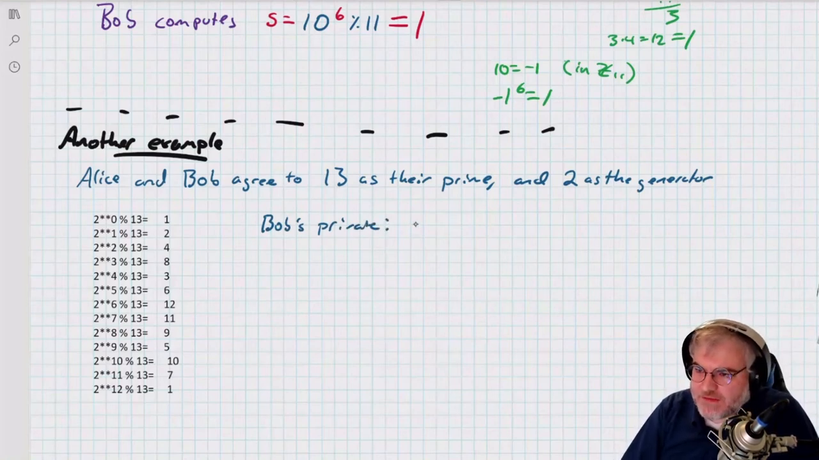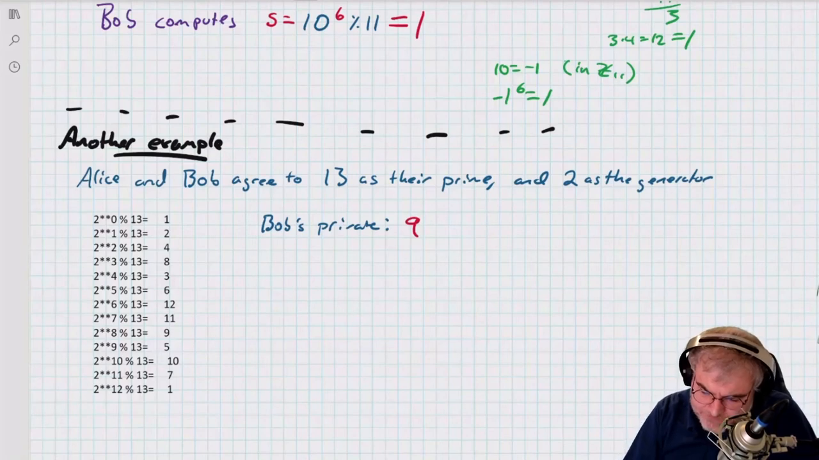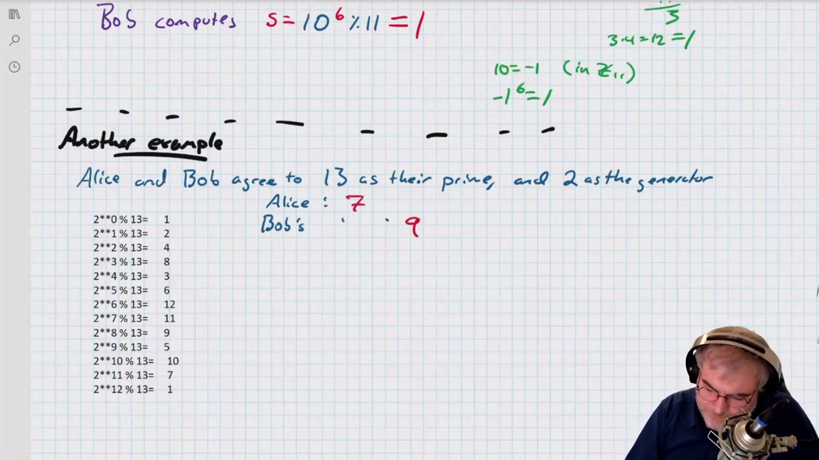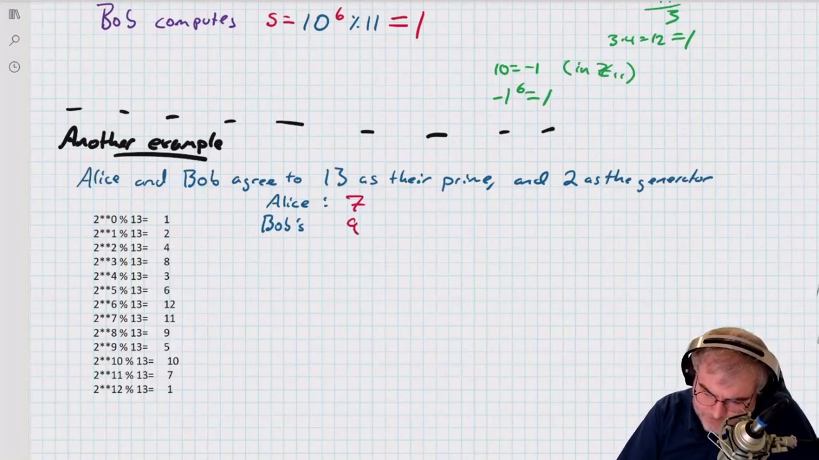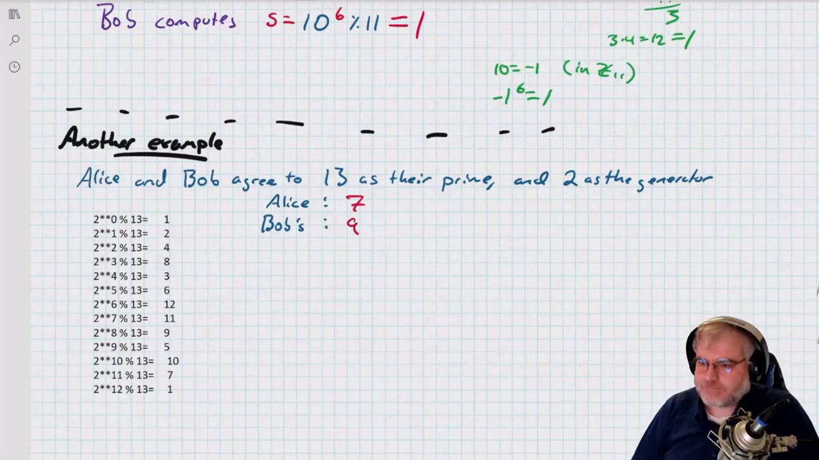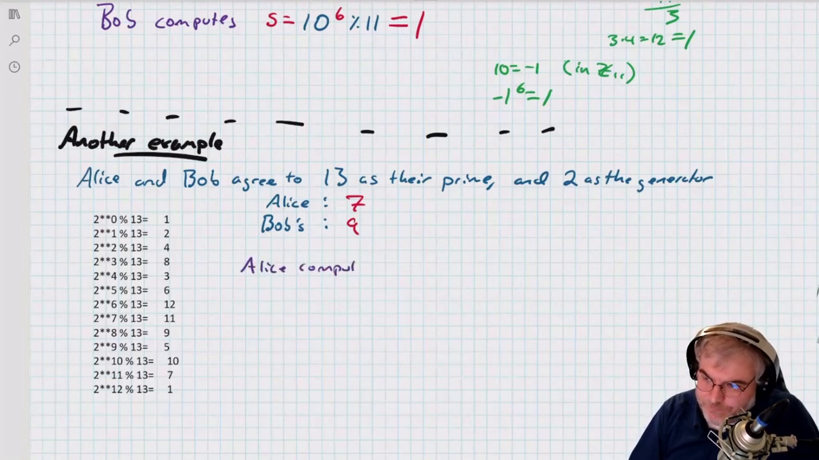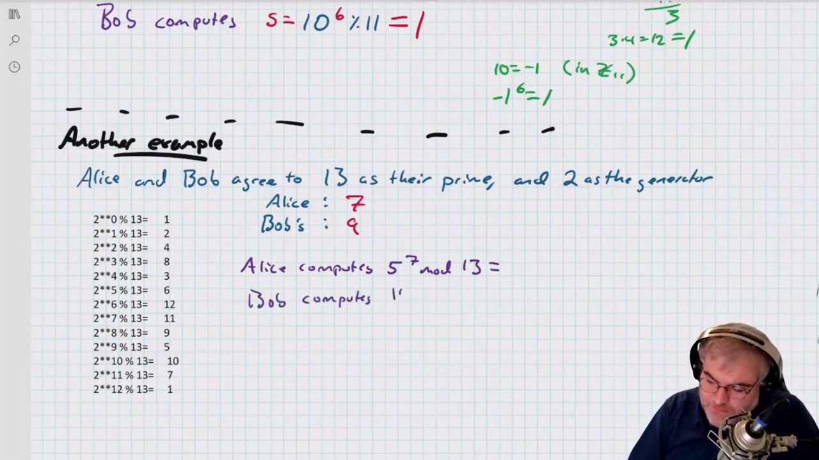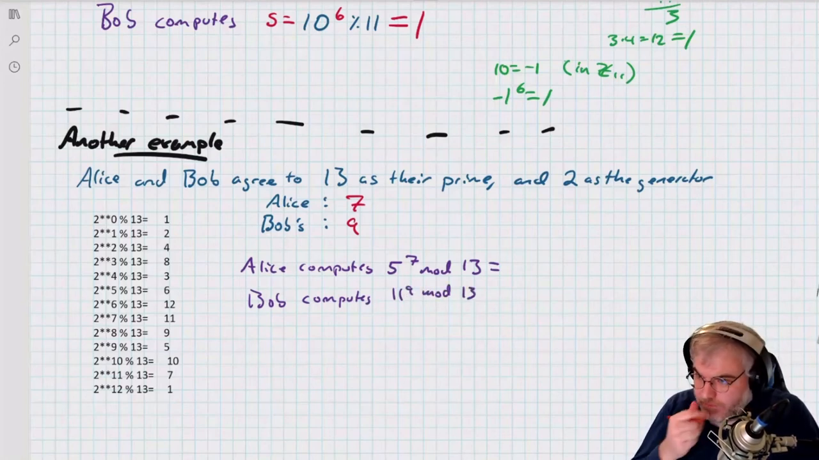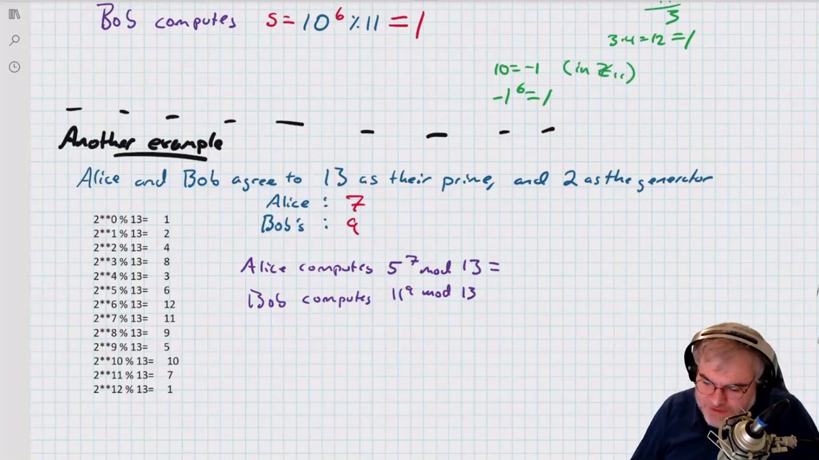So Bob's private is, let's see, Bob's going to choose 9. Alice is going to choose 7. Get rid of the word private there. Okay. So they're both going to compute. So Alice computes 5 to the 7 mod 13, and Bob computes 11 to the 9 mod 13. Oh, I need to say what they send. Sorry.